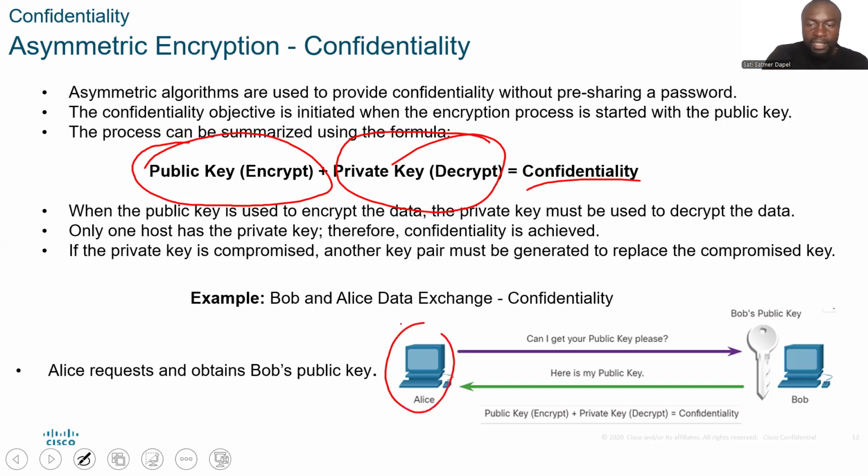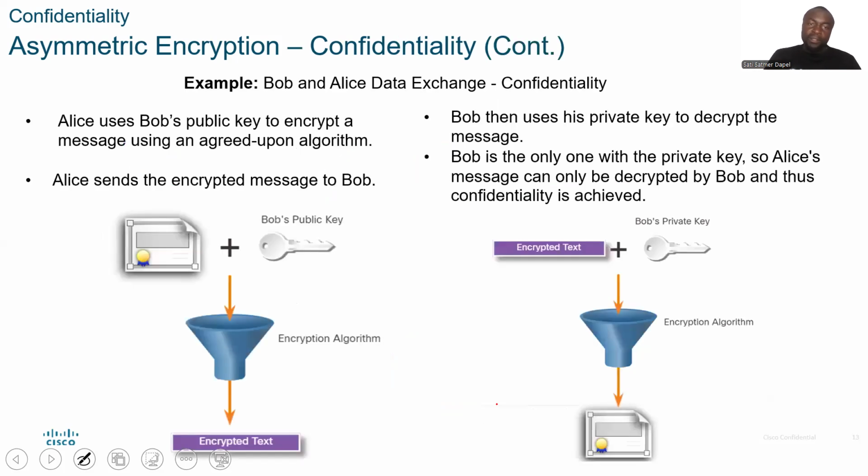So we have an example, a Bob and Alice data exchange. This is Alice. She's saying, can I get your public key, please? And then Bob sends his public key. So Alice will now use Bob's public key to encrypt the message and then send it. And then Bob, to decrypt it, will use his own private key. All right, this is how it works.